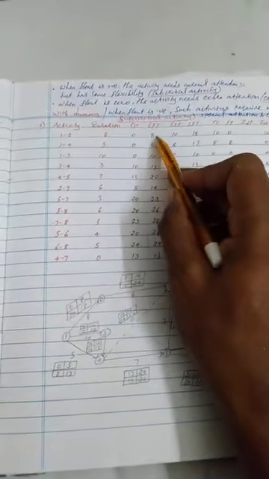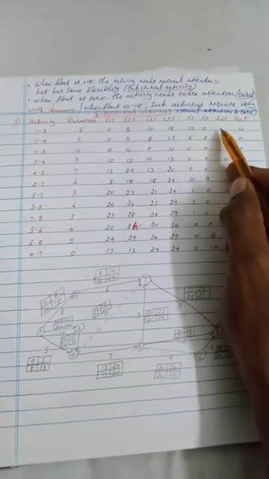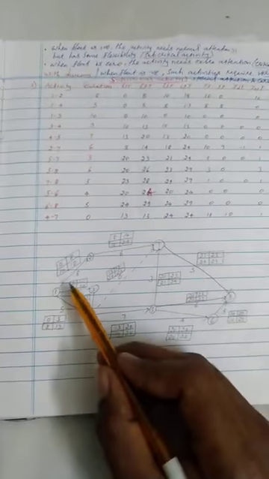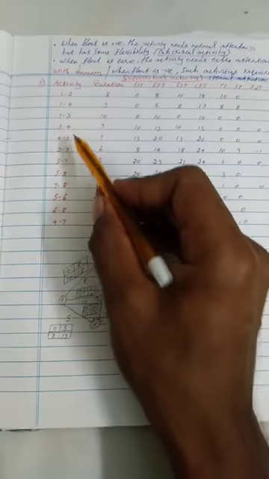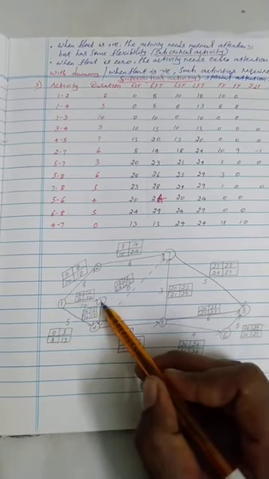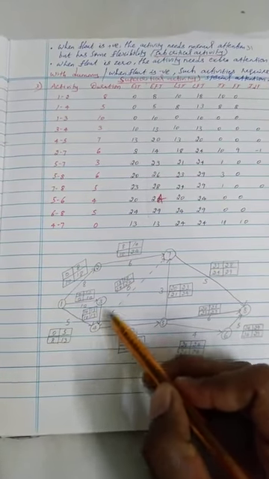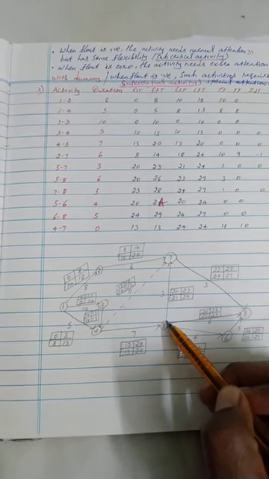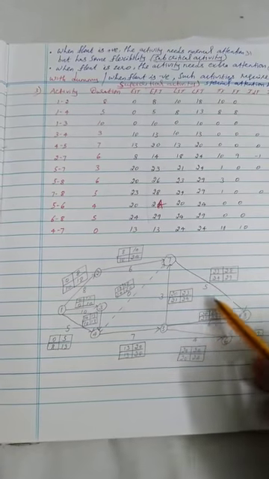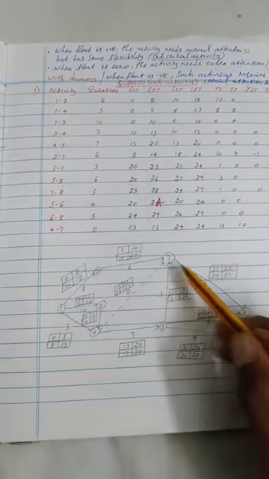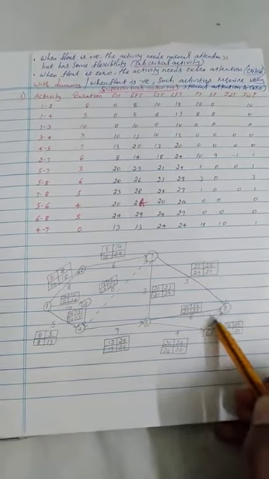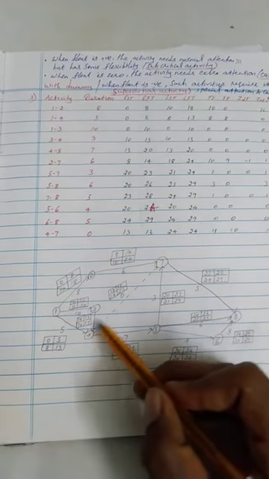In the first one, EST, EFT, LST, LFT, then total float, free float, independent float and interference float. First, you need to draw a network with the help of these activities: 1 to 2, 1 to 4, 1 to 3 and 3 to 4, 4 to 5, 2 to 7, 5 to 7, 5 to 8, 6 to 8, 5 to 6 and 4 to 7.